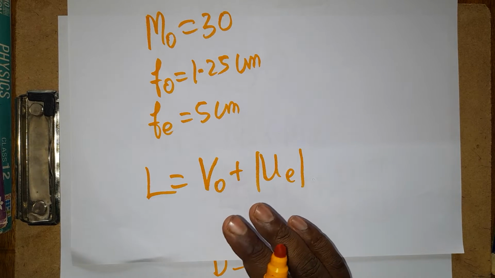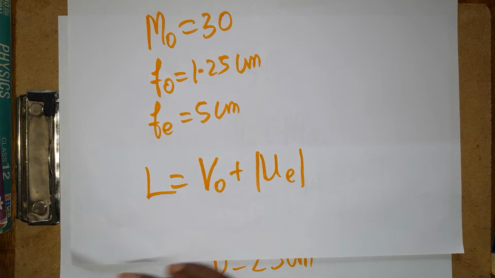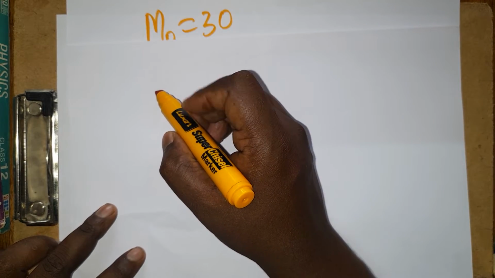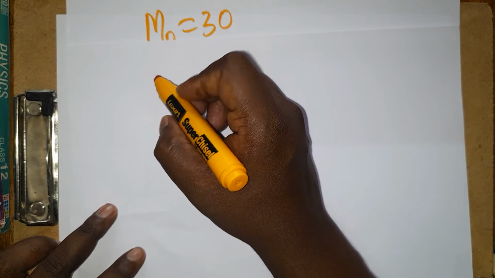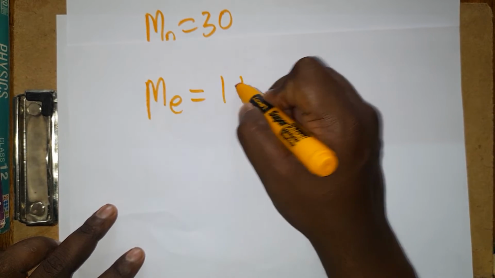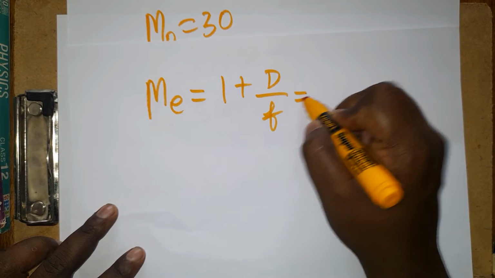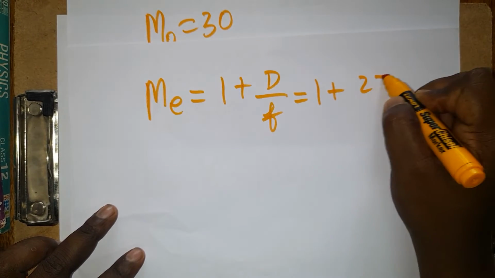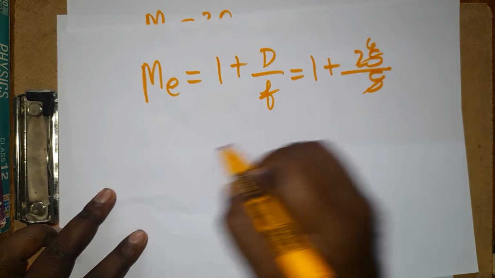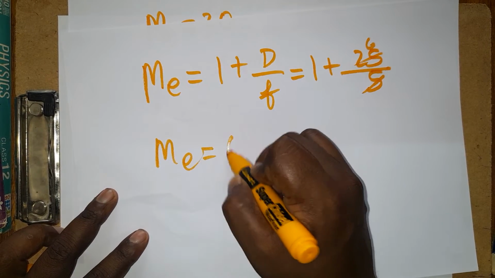Now we'll see how to do the solution for this problem. First, I am going to find the magnification, which is ME, the eye lens magnification, 1 plus D by FE. It's very simple. D is 25 centimeter, F is 5 centimeter. This gives 6. So ME is equal to 6.